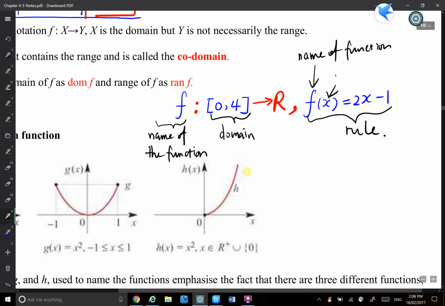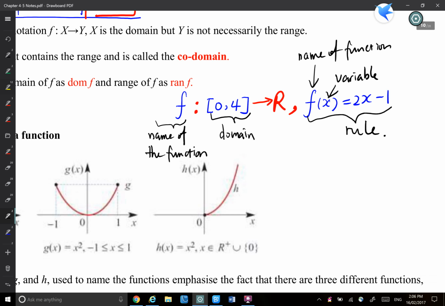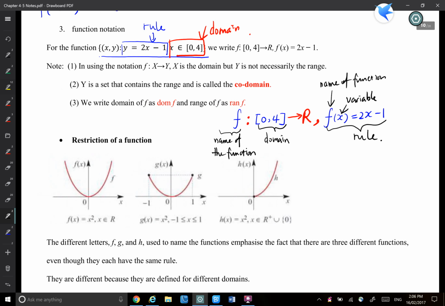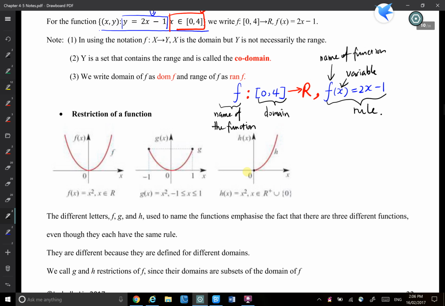This x is the variable. Okay, because you can change the variable to b, you can change the variable to a, you can change the variable to h. What do you like? You can change the variable. But if you change the x, you will need to change the x at the back as well. All right. Any question about this?